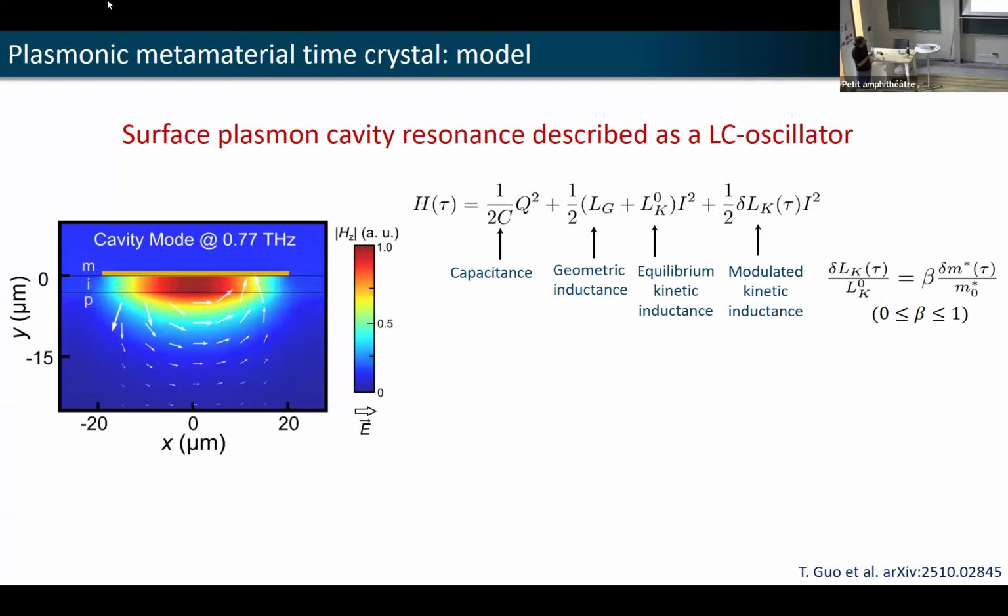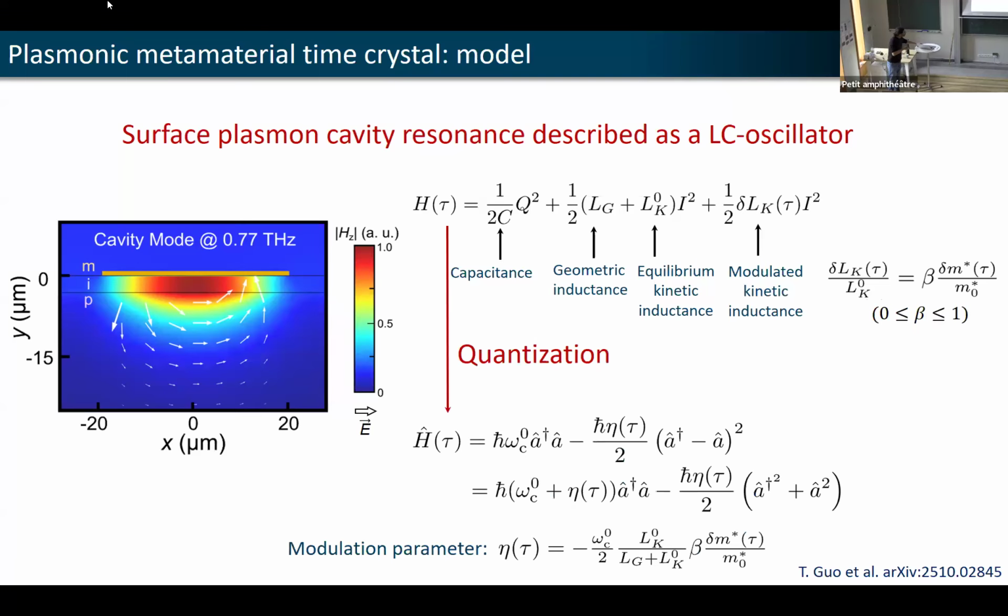So one important aspect of surface plasmon is that the energy of this mode goes at the same time in the electromagnetic energy, but also the kinetic energy of the carriers. This is what is important for surface plasmon. And so this kinetic energy, represented by the kinetic inductance, is what we modulate and is directly linked to the effective mass of the carrier.